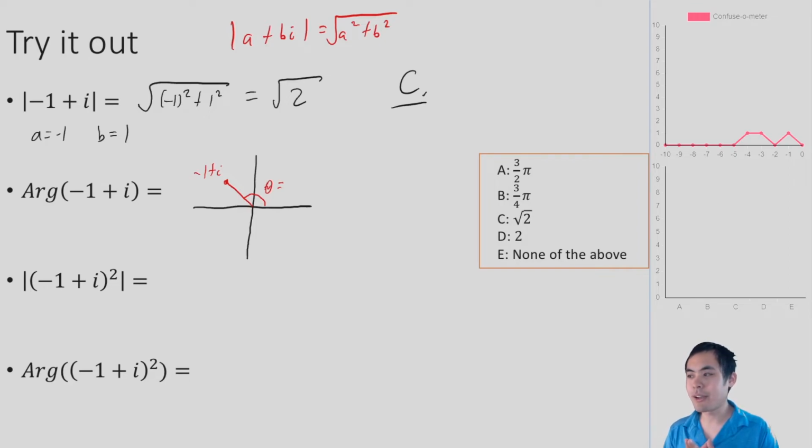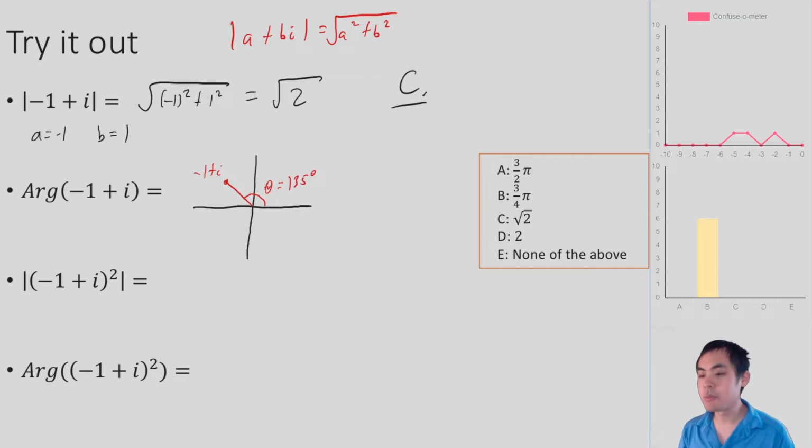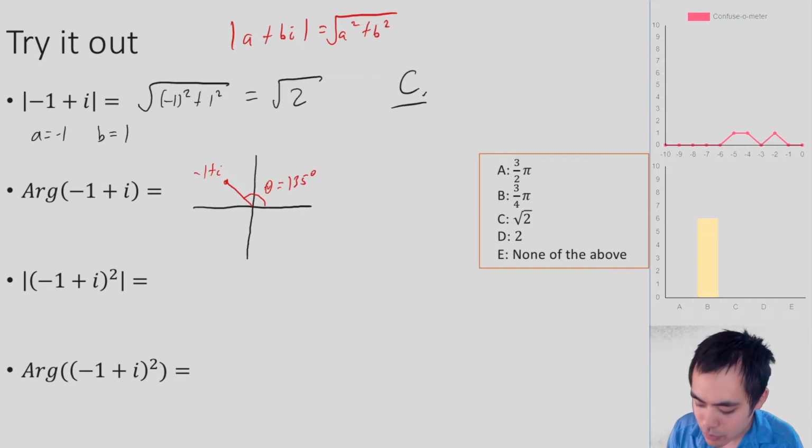So you're going to have to go back to all of your knowledge of trigonometry. Okay, so it looks like we're getting B's. Yep, so that is correct. The answer is, because this is 135 degrees, because minus 1 plus i is a 45-degree angle, and then plus the 90 degrees. And that's equal to 3/4 pi. So the answer here is B.